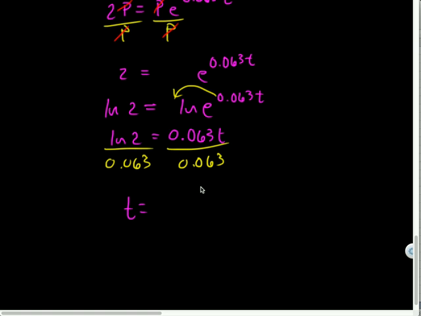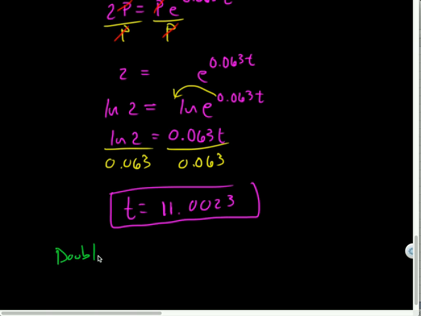0.063. And I'll get 11.0023 years for compounding continuously. So that's pretty cool. And the neat thing about this, if I wanted to come up with a formula just called double time, I can just do ln of 2 divided by your rate, and it would just tell you how long it takes for anything to double once you know the rate.